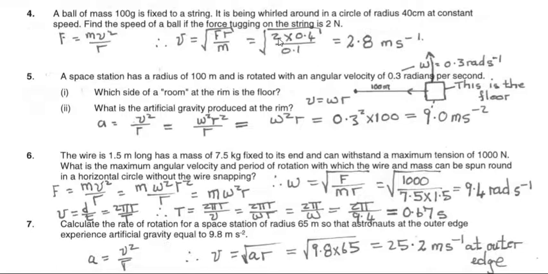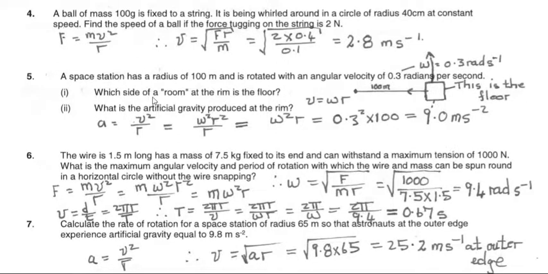We substitute in the values for F, 2, and r, 0.4, because we have to have that in meters. So 40 centimeters divided by 100 is 0.4 meters. 0.1 comes from the mass needing to be in kilograms, so we divide through by 1,000. So 100 divided by 1,000 is 0.1. This gives our answer of 2.8, and the unit is meters per second.